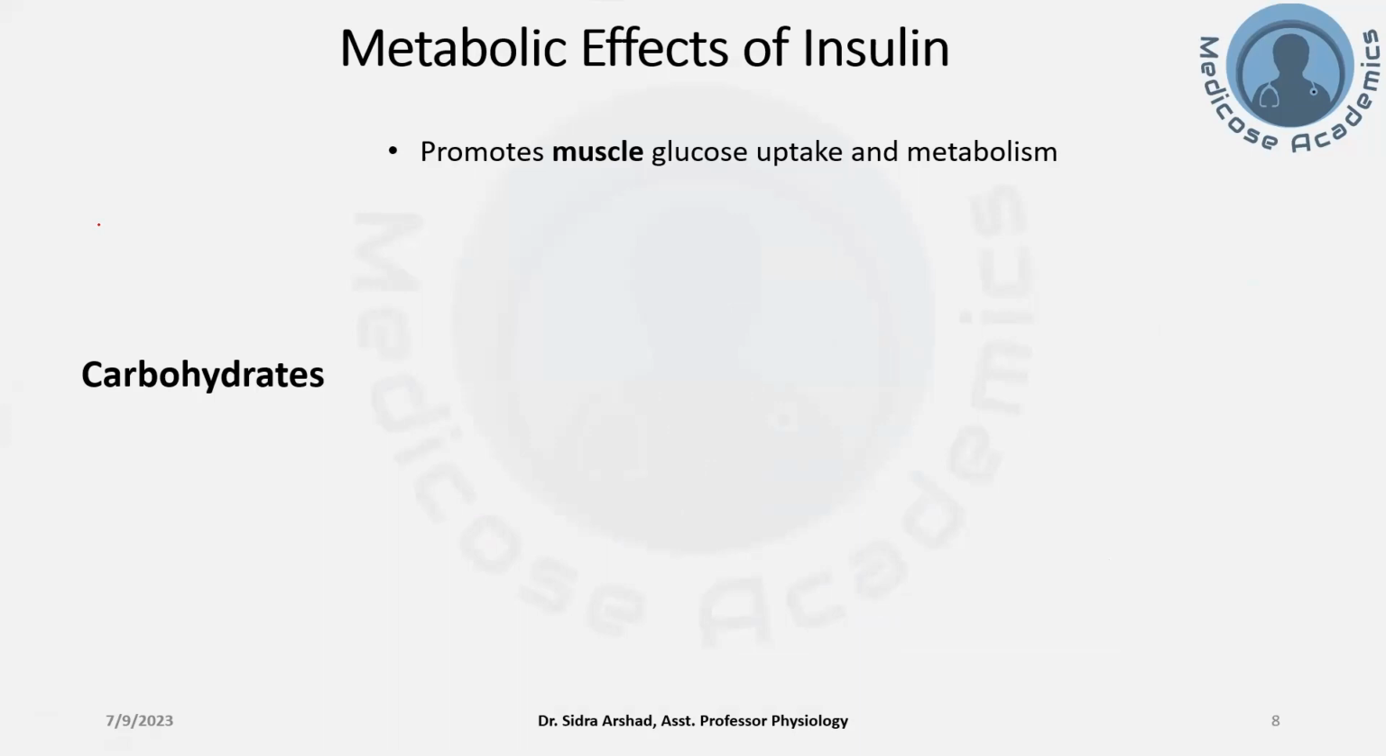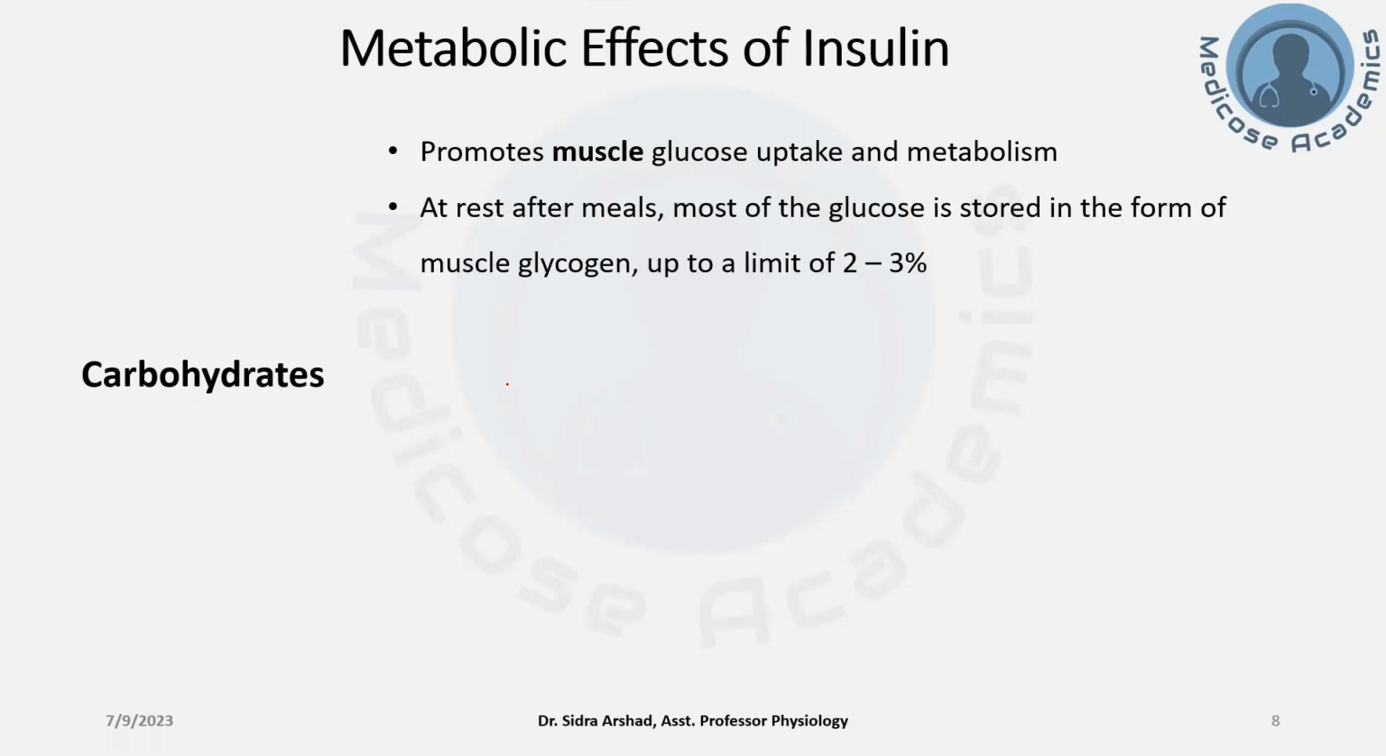Those are carbohydrates, fats, and proteins. So insulin promotes the uptake of glucose and its metabolism by the insulin-dependent cells especially. It promotes muscle glucose uptake and metabolism. The skeletal muscles during the resting phase, that is the digestive and post-absorptive phases, are at rest, and at that time insulin promotes the uptake of glucose into the skeletal muscle cells. Now this glucose is going to be stored majorly in the form of glycogen, which can then be used as an energy source by breaking it down into glucose during exercise. So at rest after meals, most of the glucose is stored in the form of muscle glycogen up to a limit of 2 to 3%.